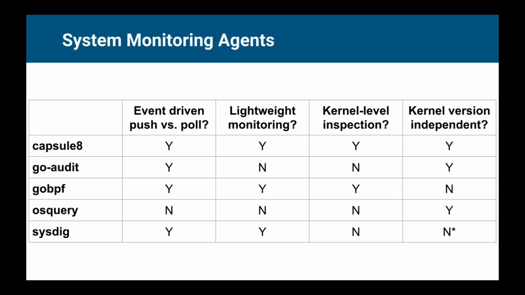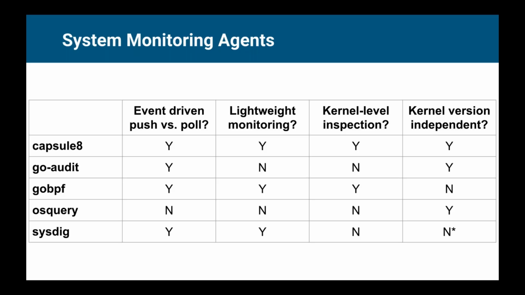Notably, any system based on Linux Audit, including Go Audit and OS Query, we don't really consider lightweight because of its ability to block the workload and cause performance overhead to go parabolic. All the systems based on Audit and system call monitoring aren't able to identify kernel level activity. And also kernel version independence is important at scale because you may have many different versions of the kernel.